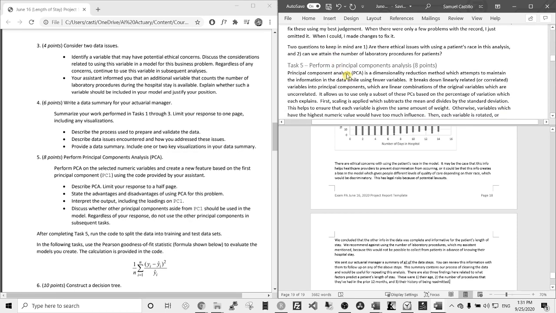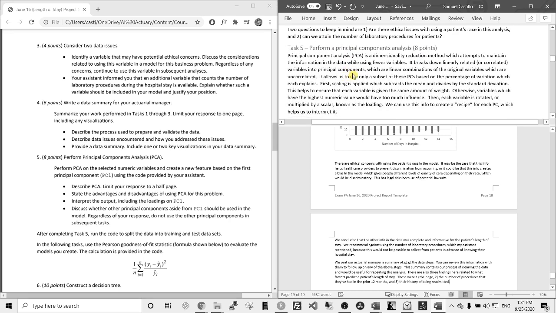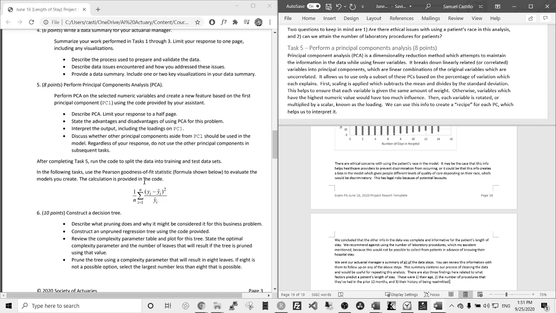Task 5, perform principal component analysis. So again, here I want to look at the project statement to ask, what is it that I'm doing? What question am I answering? They say perform PCA on selected numeric variables. And this doesn't really tell you why you're doing it. It just tells you to run principal component analysis. So what really is the purpose?